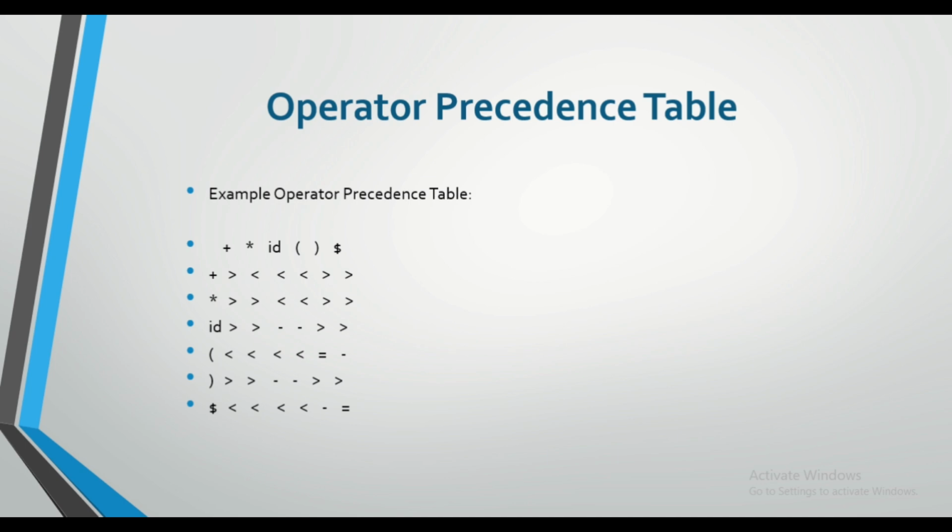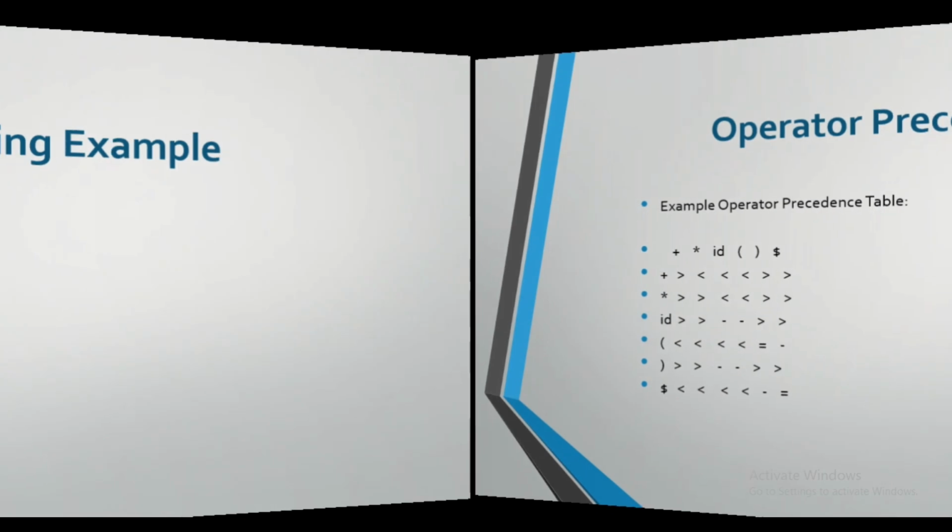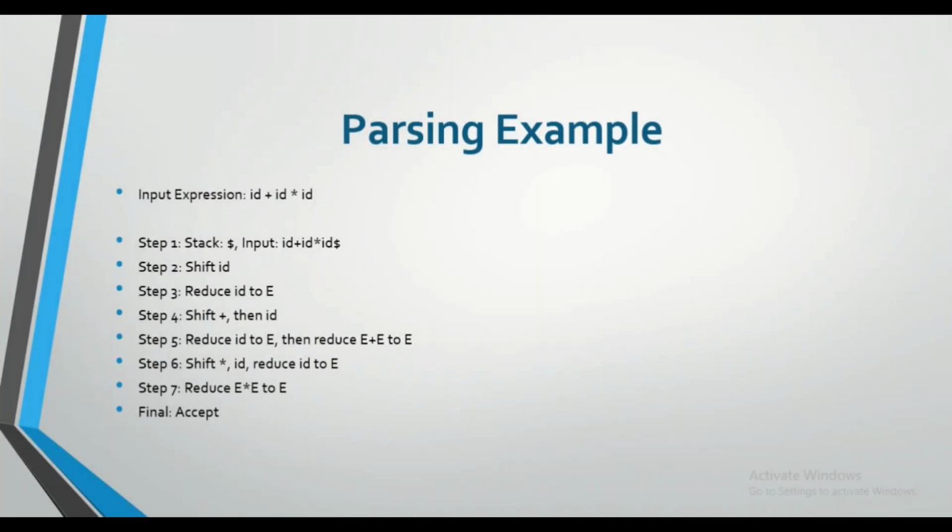Here you can see the dollars are present in the last column of the table, and also in the first row of the table. So it means that the input of dollar will be present in the table. My next slide is the parsing example.